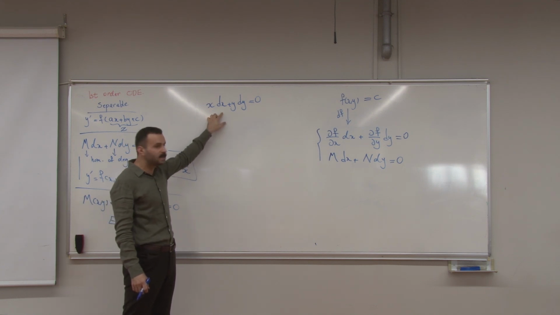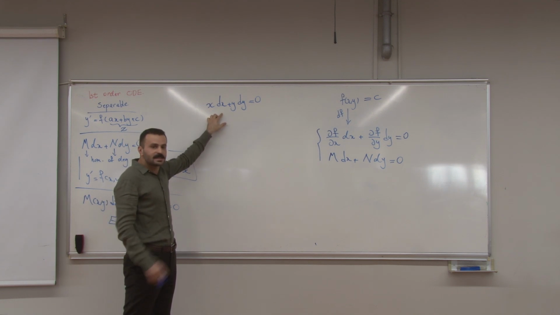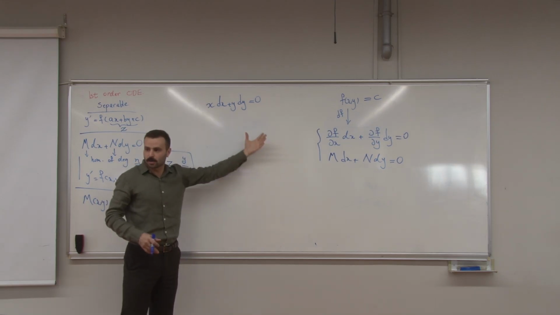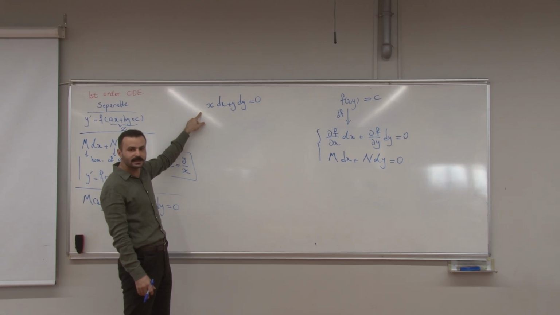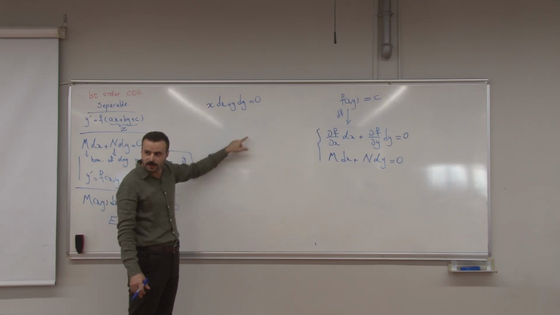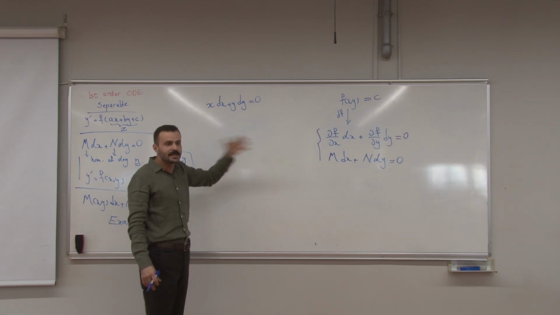Everything related to x dx can be written as equal to everything related to y dy. So if you just integrate, we have the solution. And if you integrate, you will see that x to the power of 2 divided by 2 plus y to the power of 2 divided by 2 is equal to c is our solution. Keep this in mind.